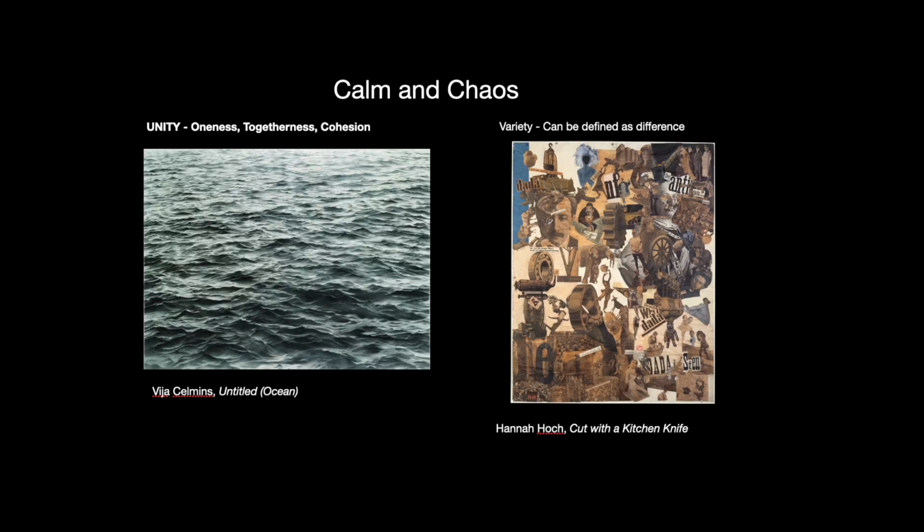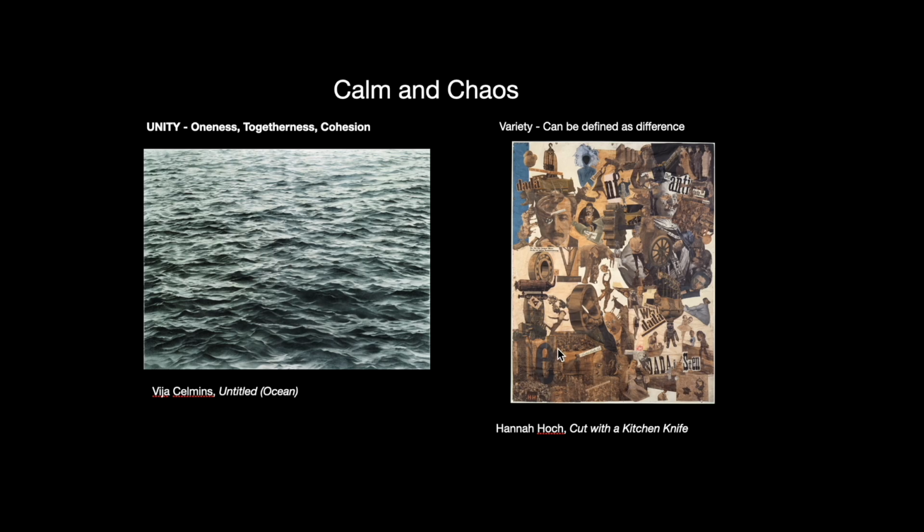Here's two different kinds of unity and variety that you can achieve: calm and chaos. So here we have Vija Celmins's, and this is a picture of unity, oneness, togetherness, cohesion. This is made out of graphite. It's a picture of the ocean. And as you can see, it's just repeating forms over and over again, getting smaller in the distance. The unity in this picture is created by the use of a graphite pencil and the repetition of shapes and values. Also, it has a monochrome tone.